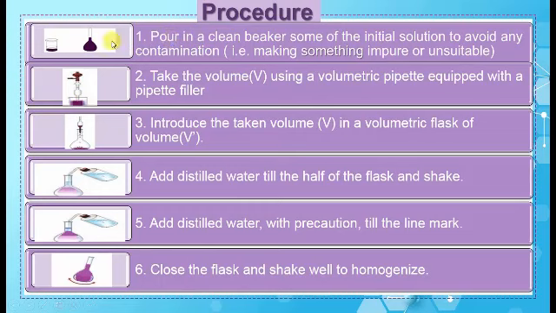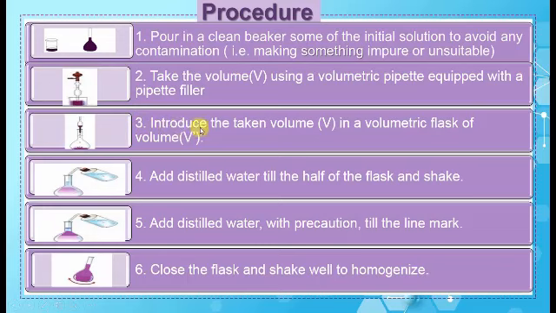Step number 1, pour in a clean beaker some of the initial solution to avoid any contamination. Contamination means making something impure or unsuitable. Step number 2, take the volume V using a volumetric pipette equipped with a pipette filler. This is the volumetric pipette and this is the pipette filler.